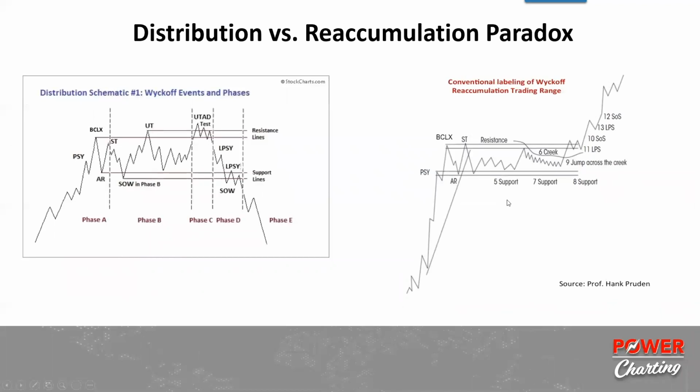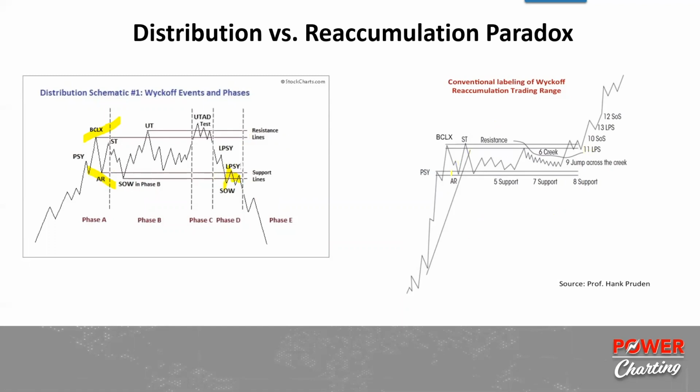Now, here's the distribution versus reaccumulation paradox. We're asking the question, is this distribution or reaccumulation that is unfolding here on multiple time frames? So you can see that you stop an upward trend with distribution with a buying climax and an automatic reaction, range bound state. I should actually be using a highlighter here, and you can see the buying climax, automatic reaction, support, resistance, and here is that pause that occurred that we just saw in the coherent example.